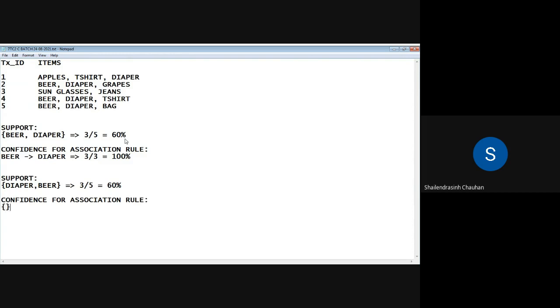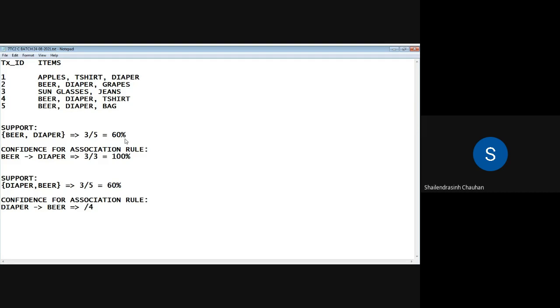We are just flipping the items. So diaper given beer. What does it mean? This rule means, whenever a customer is purchasing the item on the left hand side, how confident are you that the customer will also purchase the item on the right hand side? That is, whenever a customer is purchasing diaper, how confident are you that the customer will also purchase beer? In total, in how many transactions do you have the item on the left hand side, diaper?